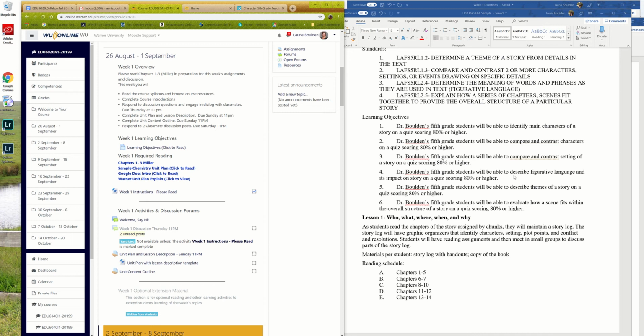Then I'm going to have them describe figurative language and its impact on story. Okay, that goes with this standard right here. They're going to describe the themes of a story, which goes back to this first standard up here, and then evaluate how a scene fits within the overall structure of the story. Okay, so those are my 6 learning objectives. Each one of these has its own lesson.